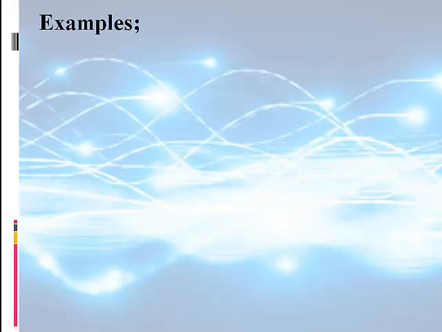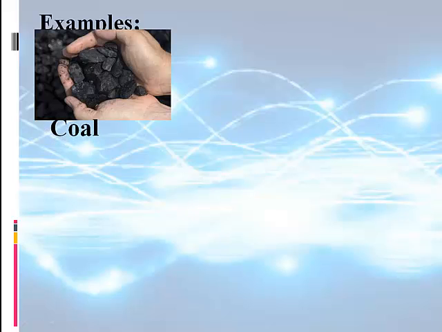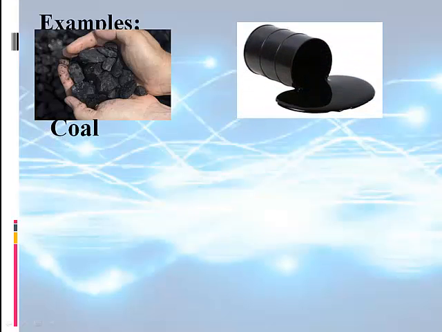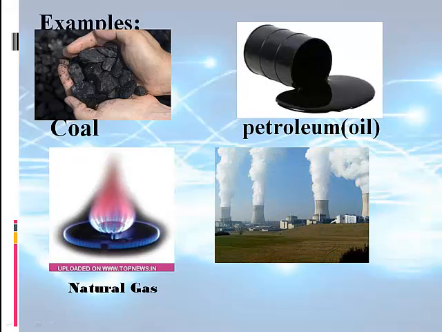Here are some examples of non-renewable sources: petroleum, natural gas, uranium, or nuclear power. Those given examples are non-renewable sources. Once they are used to generate electricity, we cannot use them again to generate electricity.